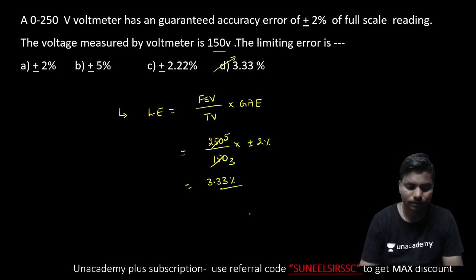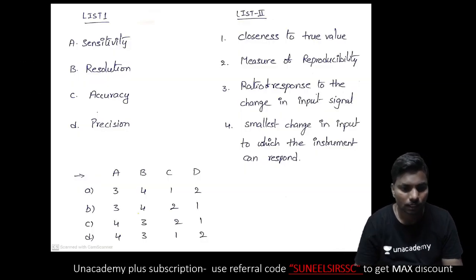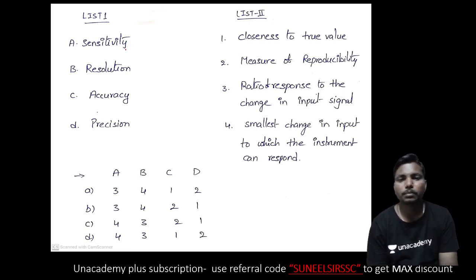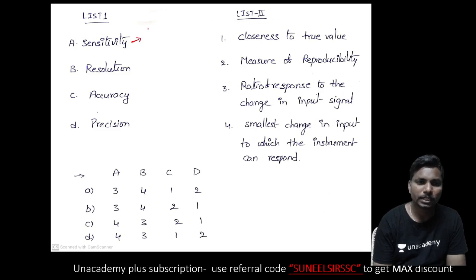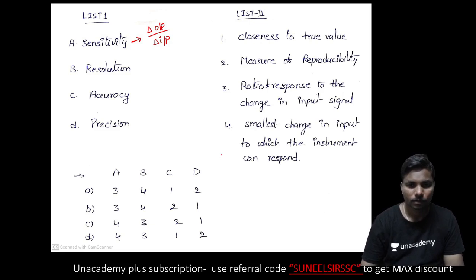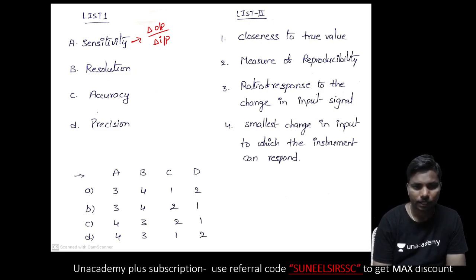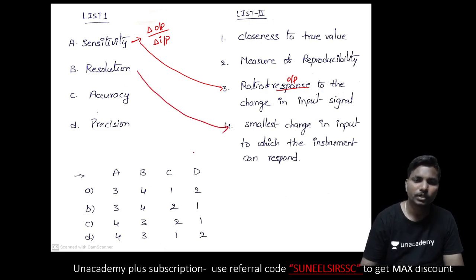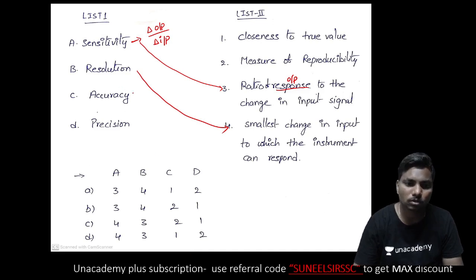Okay, coming to the next question, guys. This belongs to definitions and terminology. So what is sensitivity, guys? Sensitivity is nothing but the ratio of response to the input signal, that is, change in output by change in input. Response is nothing but output. Resolution is the smallest change in input to which the instrument can respond. Accuracy is closeness to the true value. Precision is a measure of reproducibility or repeatability.